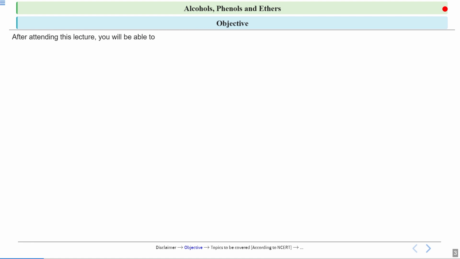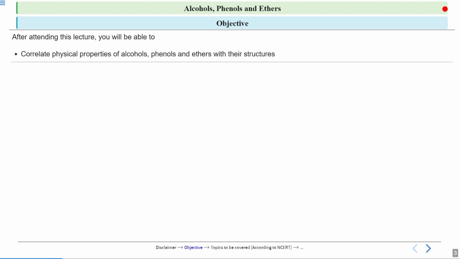Now what is the objective of today's lecture? After attending this lecture, you'll be able to understand the topic which we are going to cover today. So today we are going to correlate the physical properties of alcohols, phenols and ethers with their structures.